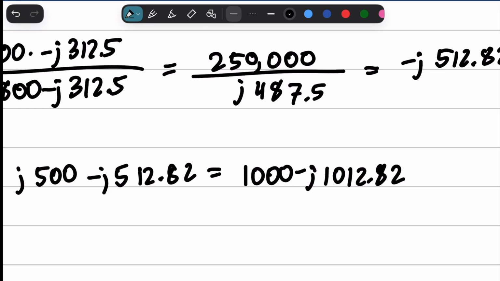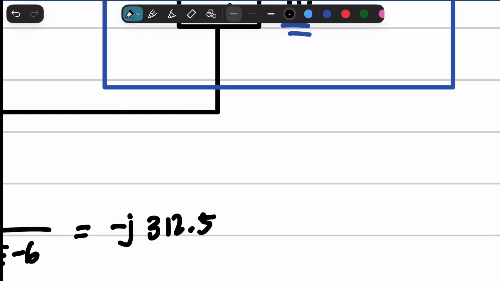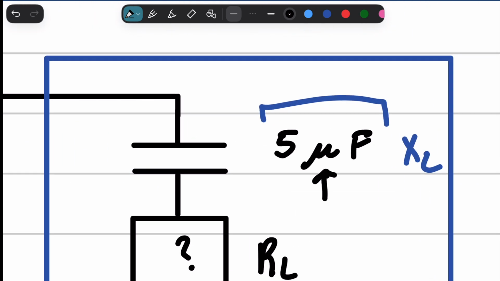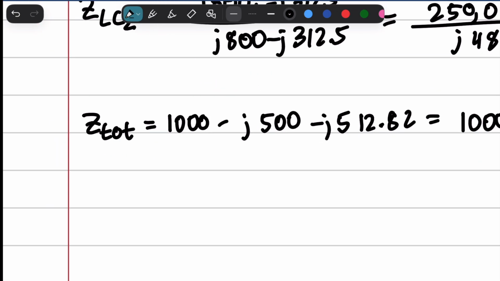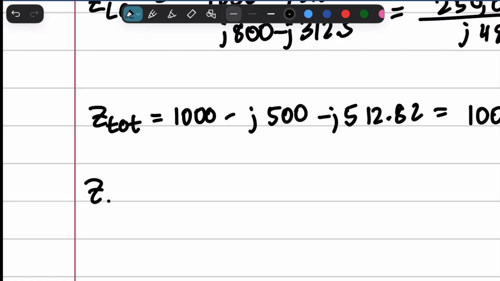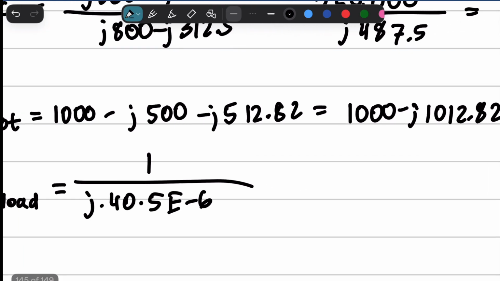Okay. Now, before we move on, we're actually going to have to figure out this impedance also. So I guess we can just call it ZC load, because if I put CL, that's going to look weird. So that's just going to be 1 over j times 40 times 5e to the negative 6. That's going to be negative j5000.